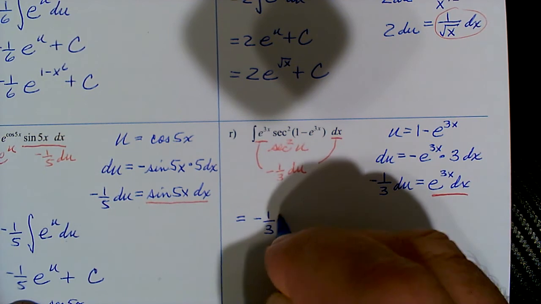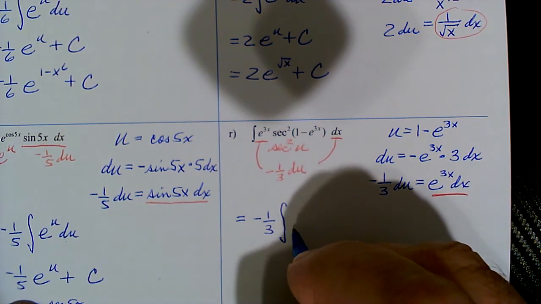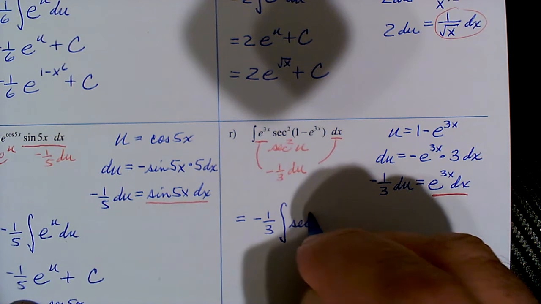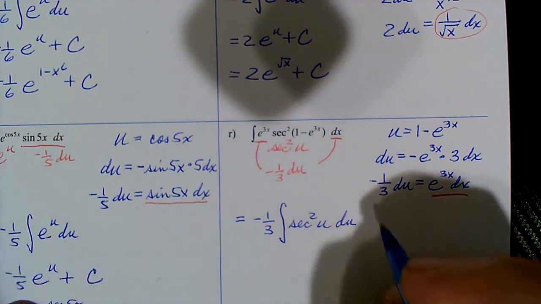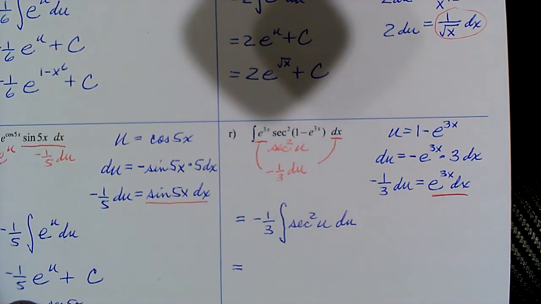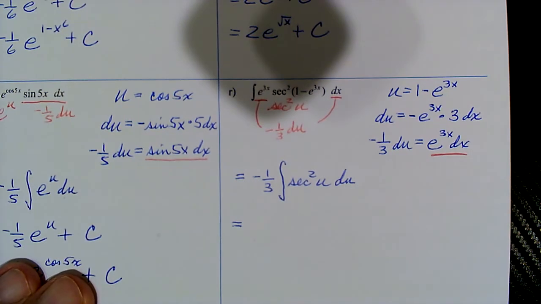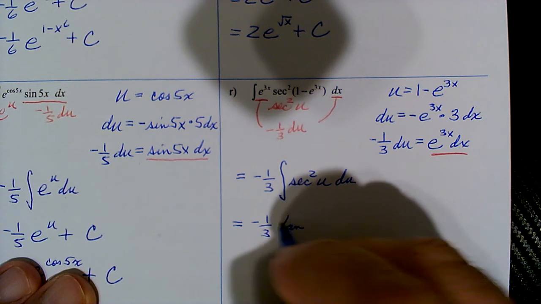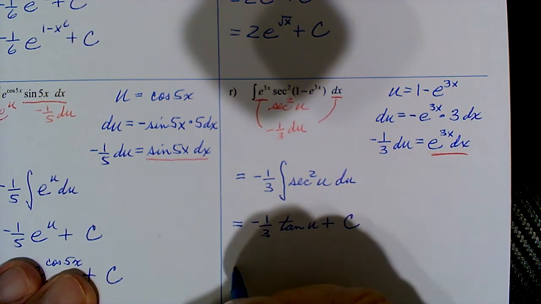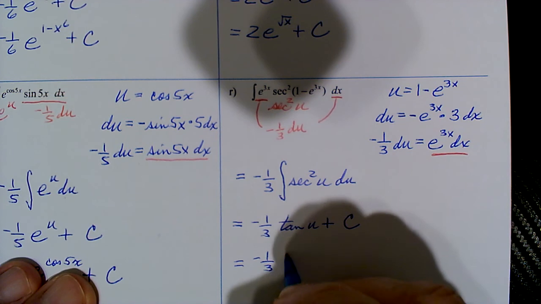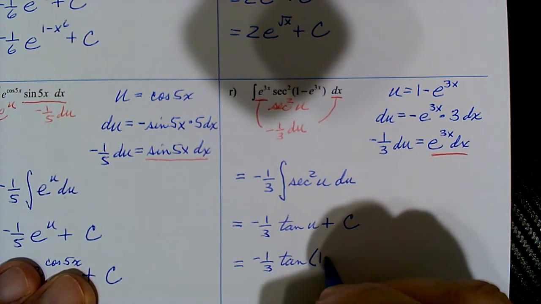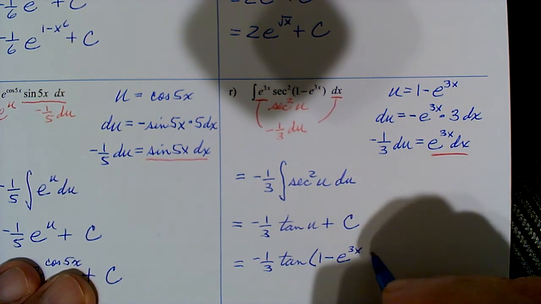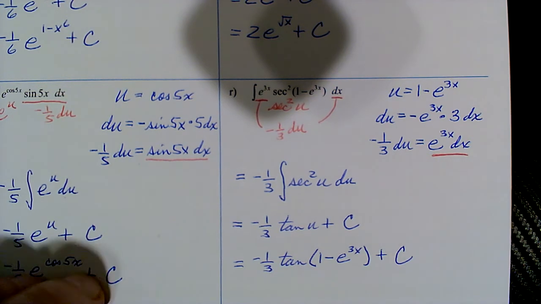We'll bring out the negative 1/3, and upon the change of variables, we now have the formula for the integral of secant squared of u with respect to u. And so you should know that secant squared integrates to be tangent, because the derivative of tangent is secant squared. Look amongst the formulas if you need to. So we get negative 1/3 tangent of u plus our constant, and then we back substitute, so negative 1/3 tangent of the u, which is 1 minus e to the 3x, and then plus our constant.